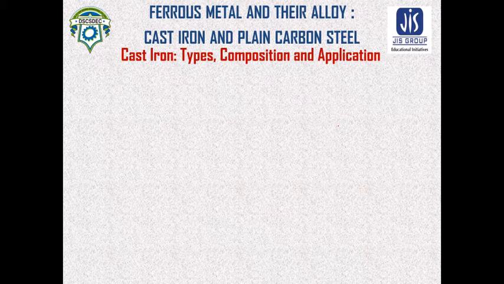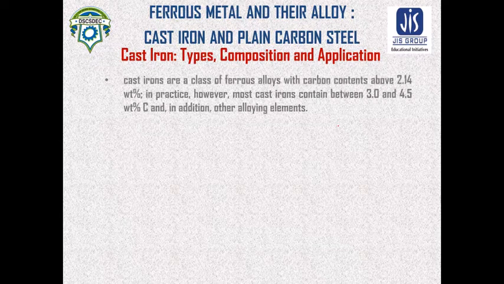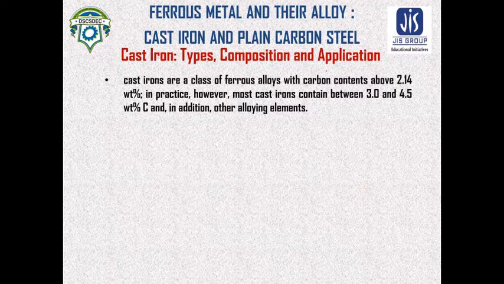So now first we will see about cast iron, its types, composition and applications. Cast irons are the class of ferrous alloy with carbon contents above 2.14% by weight. So wherever the carbon percentage is 2.14% or more, that is called cast iron. However, most cast iron contains between 3 to 4.5% by weight of carbon, in addition to other alloying elements.